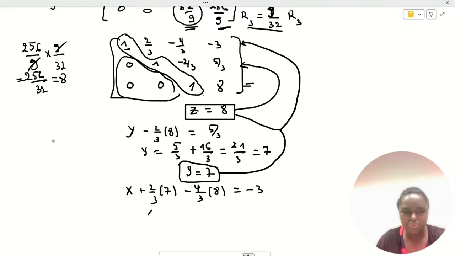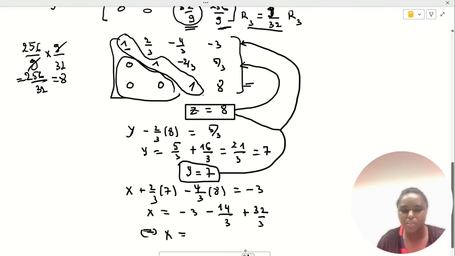So x will be equal to minus 3 and minus 2 times 7, this is 14, not 17, 14. This is 14 over 3, and then on the other side this will be plus 4 times 8, this is 32, over 3. If we put them on the common denominator, the common denominator is 3, then 3 times minus 3 is minus 9, minus 14 and plus 32, over 3, and what do we get?